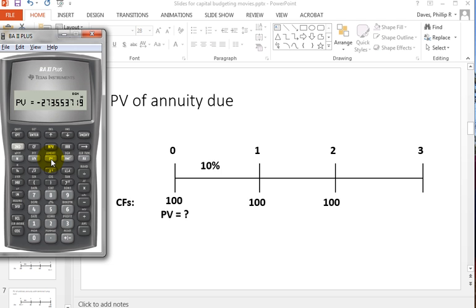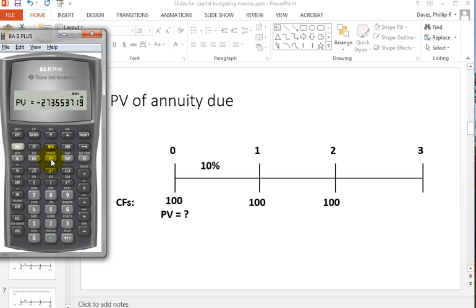So notice it's a negative number, which means that you would have to pay $273.55 right now in order to receive 3 $100 payments. The first one right now, the next one a year from now, and then the third one a year from that again.